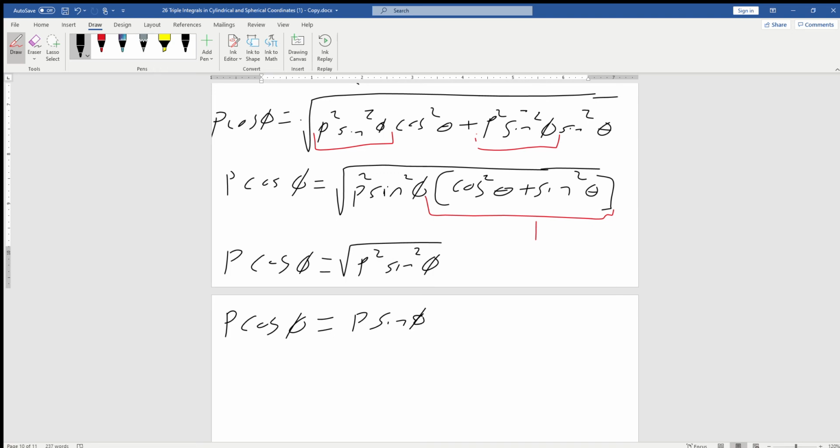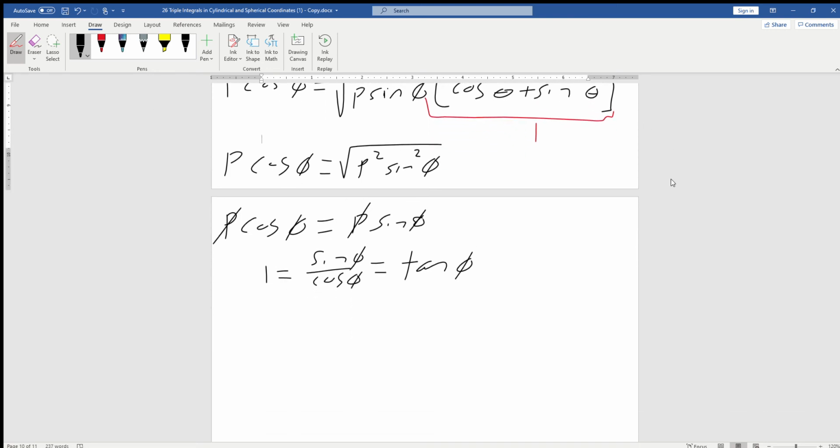The good news is we don't necessarily care about rho. Let's divide both sides by cosine. So we get 1 is equal to sine phi over cos phi. We know that sine over cos is tangent. Then all we need to do is figure out the angle at which the tangent of phi is equal to 1. We know that the tangent of pi fourths is equal to 1, which implies that phi has to be equal to pi fourths.